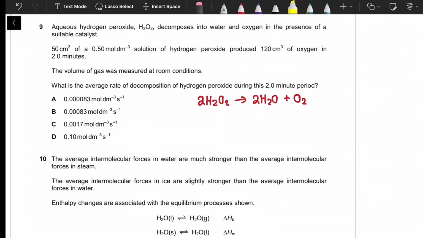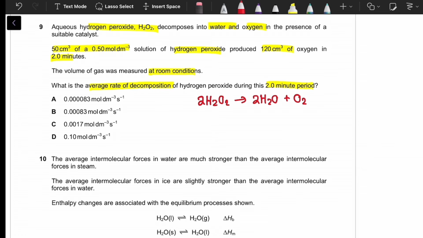Question number 9 states that aqueous hydrogen peroxide decomposes into water and oxygen in the presence of a suitable catalyst. We have this volume and concentration of hydrogen peroxide, and this volume of oxygen is produced within 2 minutes. The volume of gas was measured at room conditions, and they're asking for the average rate of decomposition during this 2-minute period.